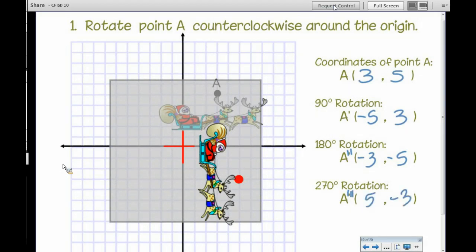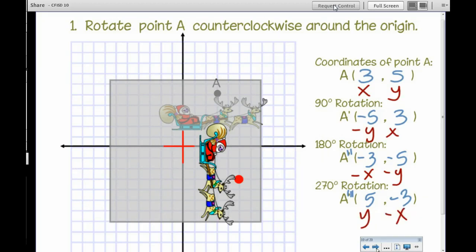So let's make up some rules. This is (x, y). If x is 3 and y is 5, what would I call this? (-y, x). There's your 90-degree rule. Boom. 180 degrees: (-x, -y). (-3, -5) is (-x, -y). And 270 degrees is (y, -x).